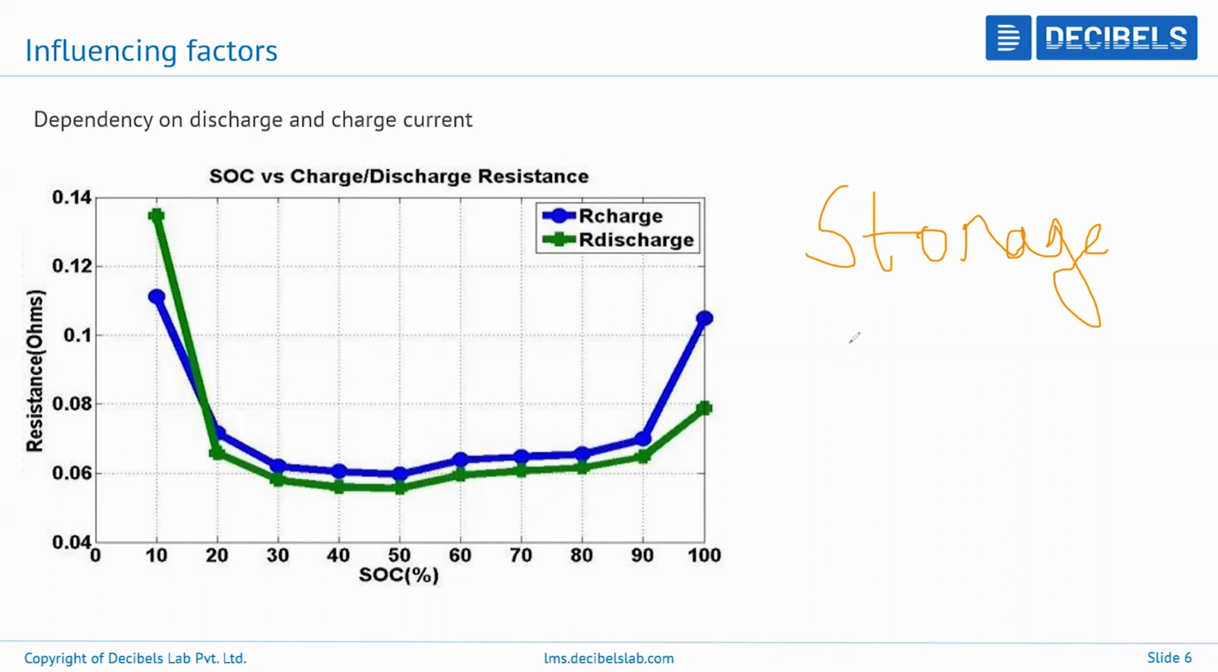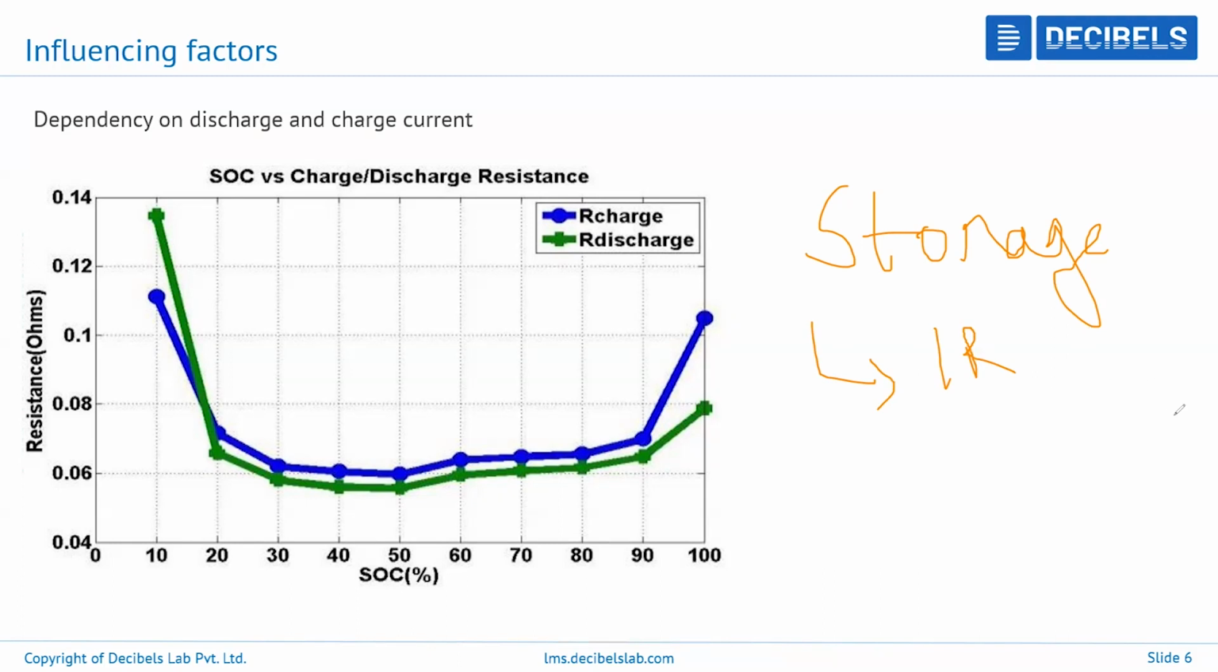The anode, the cathode, all these materials will crack up and start to form small solid particles inside the cell, which will lead to further degradation, and that will permanently increase the internal resistance. Okay, so this is another influencing factor, that is storage.